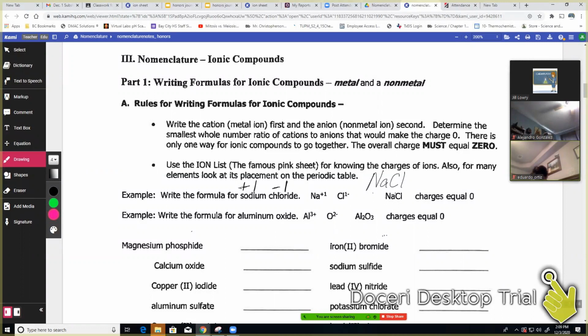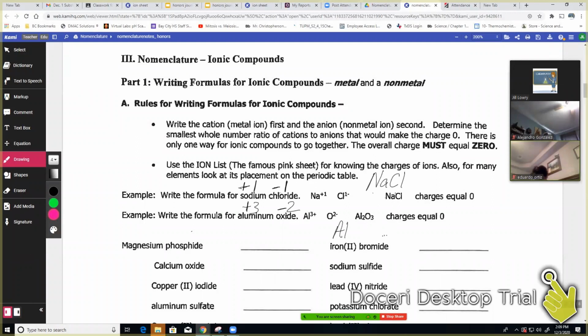All right. Now that's the easy one, obviously. It's not always that easy. So let's look at some other ones. Aluminum is a +3. Oxide is a -2. So they're not equal to each other. So now I have to figure out how many atoms of aluminum I'm going to use with how many atoms of oxygen so the charges will cancel out. So what's the smallest number both of those can go into? 6. All right. So let's try to get 6 on each side.